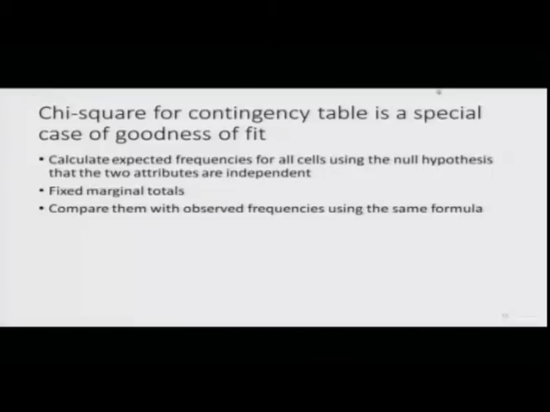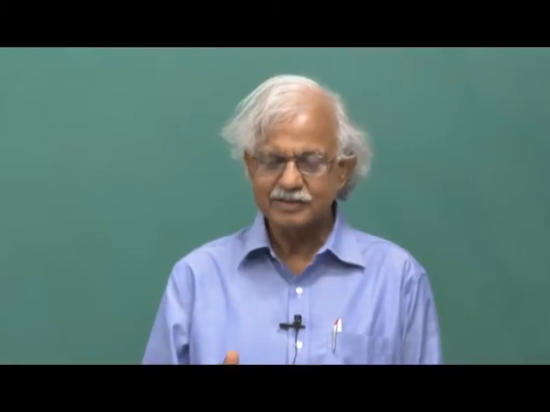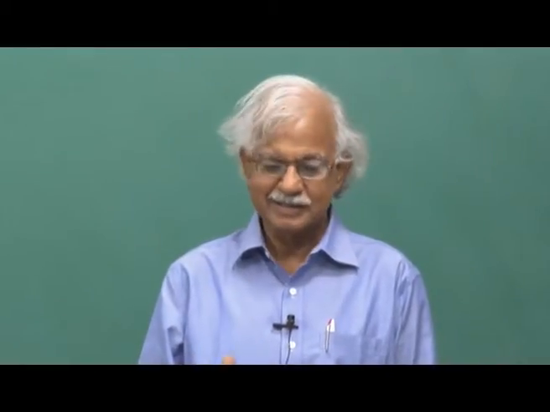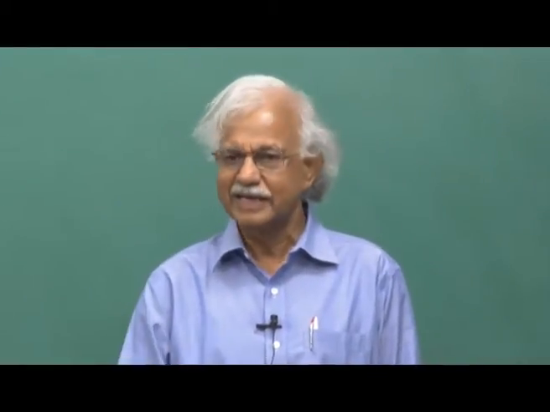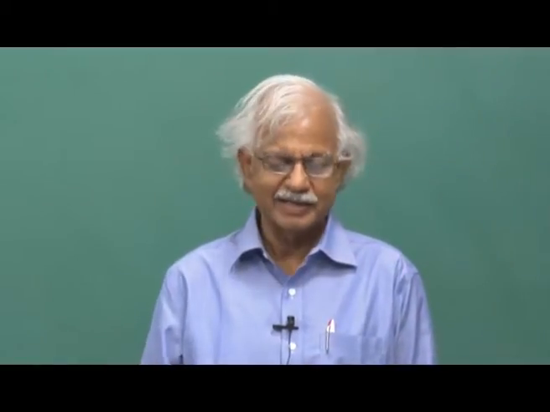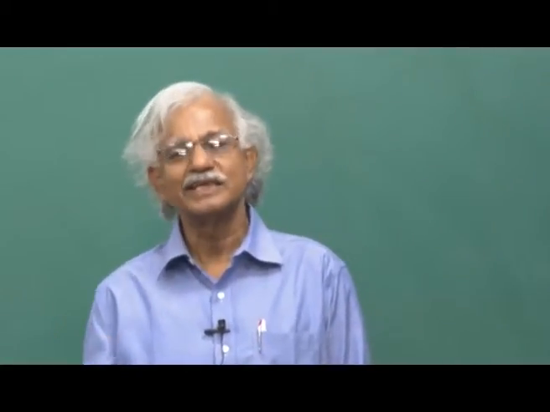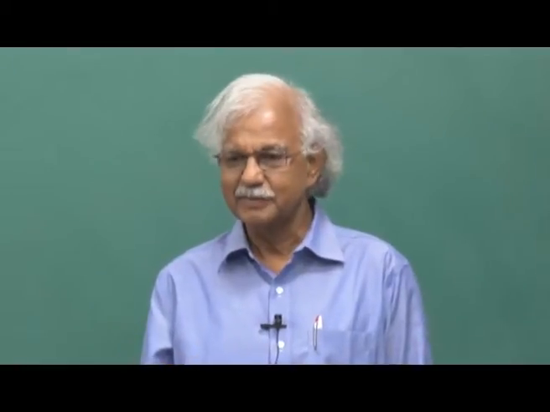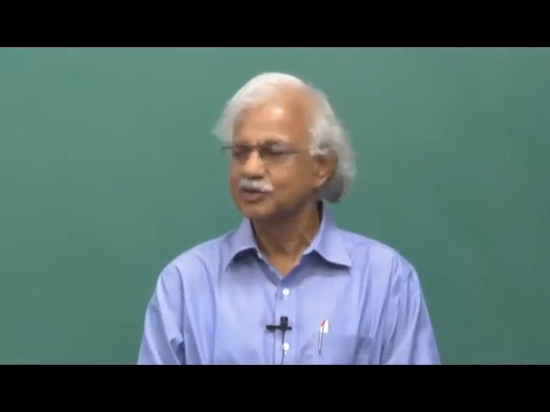Chi-square for a contingency table is a special case of goodness of fit. As chi-square is used for testing goodness of fit, in a contingency table also we are testing goodness of fit. Goodness of fit of what? It is of the hypothesis that the two attributes B and A are independent of each other. Belongingness to B is not dependent on belongingness to A.